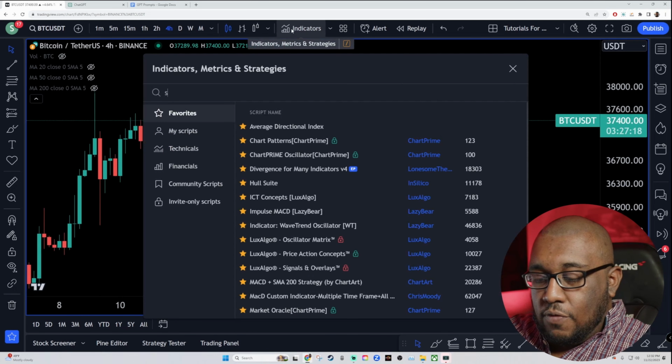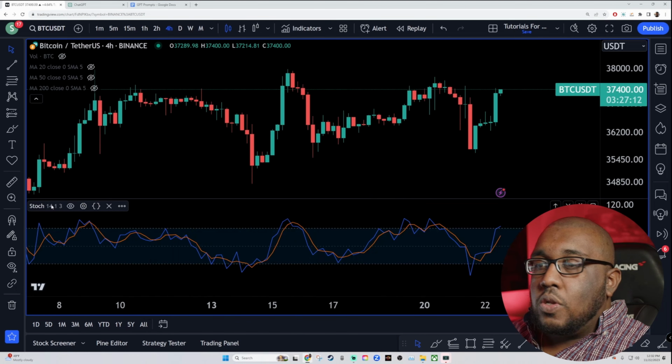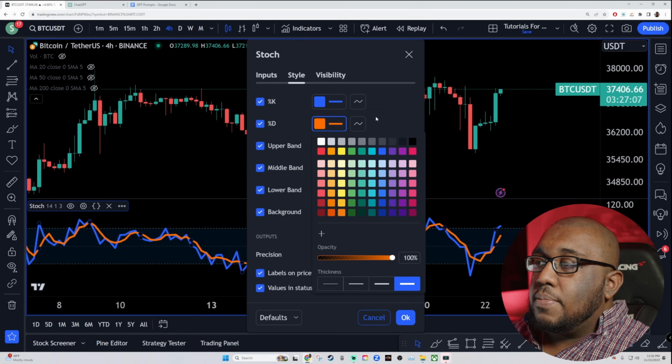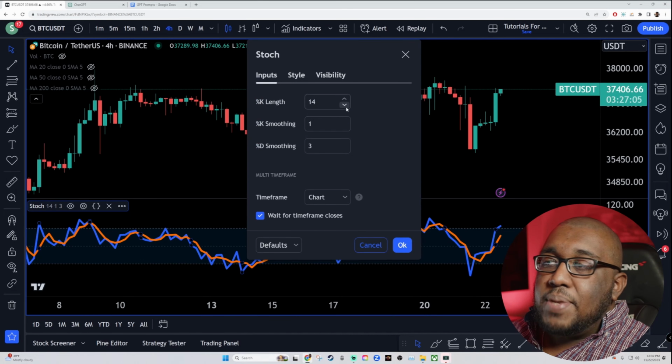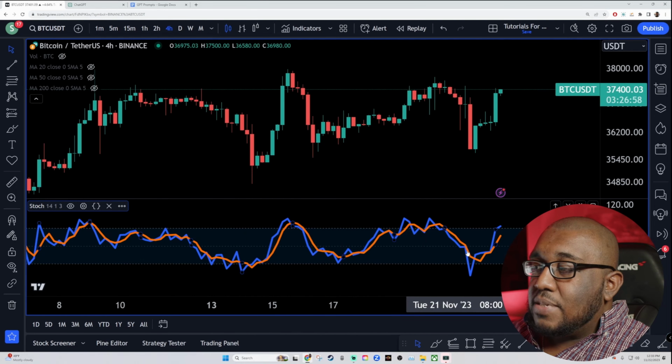So first of all, I'm going to be adding on the stochastic indicator by going to the indicators, metrics, and strategies section. From here, as always, I am going to make both of these lines just a little bit thicker. From here, you can see the base inputs are going to be 14, 1, and 3. I am using a Bitcoin 4-hour chart. It's working, but not as much as I would like.